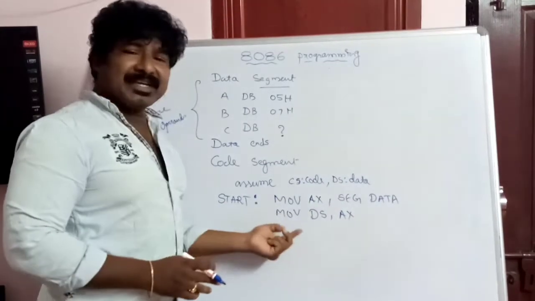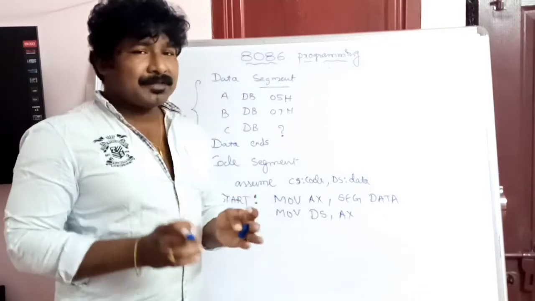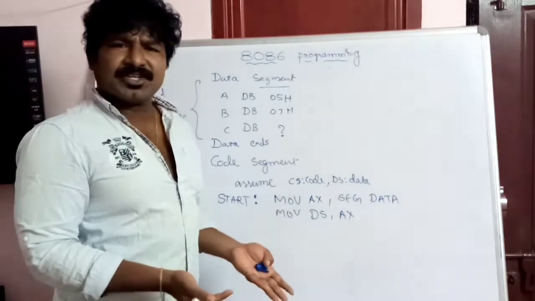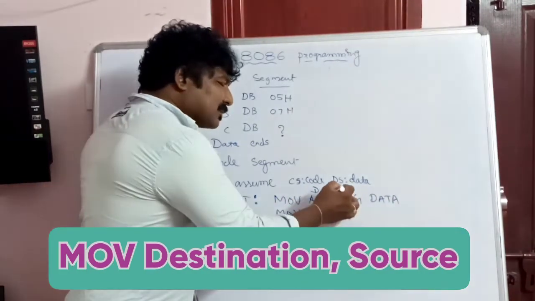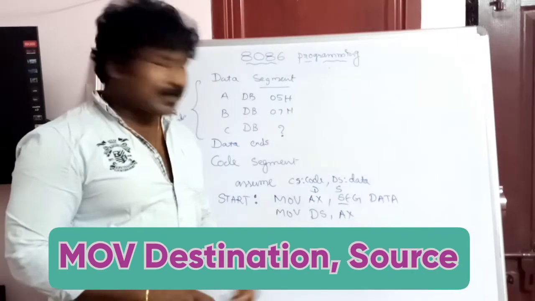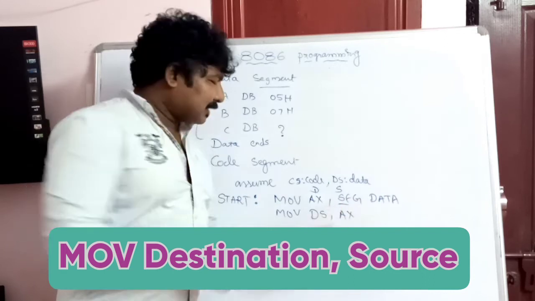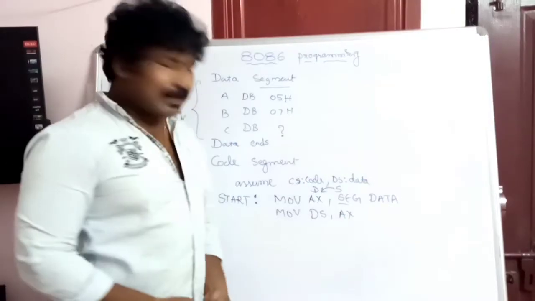Remember friends, the MOV instruction is a data transfer instruction that moves data from source to destination. Which one is source and which one is destination? Always the first one is the destination and the second one is the source. The source is at the rightmost place, so the data will always be transferred in this direction only.